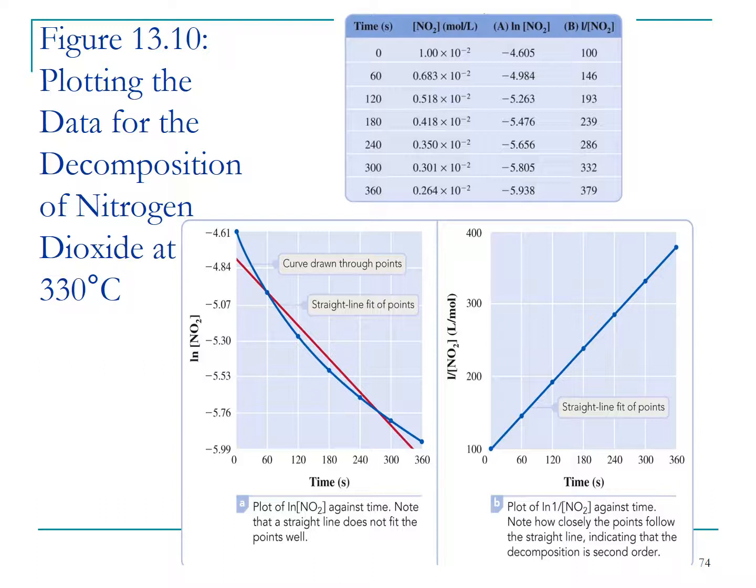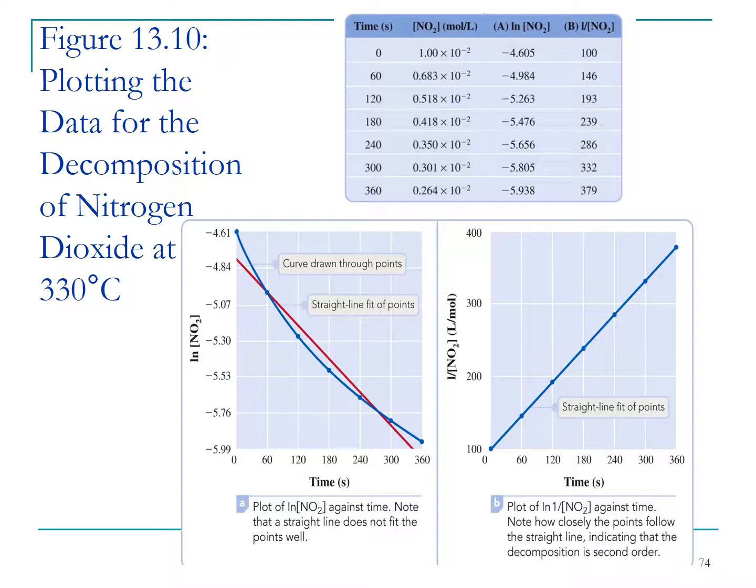So in the first graph on the left, they've taken the natural log of concentration. So natural log of 0.01 is negative 4.605, and they've plotted it. And what you can see, that's the blue line on the left. The blue line on the left is not straight. So this tells us that this is not a first order equation. It does not fit the points well, and so it's not a first order reaction.